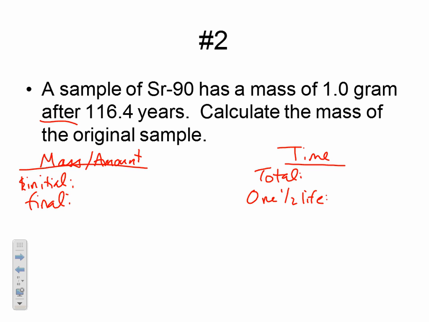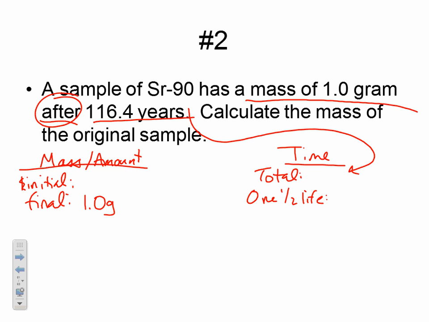Strontium-90 has a mass of 1 gram after 116.4 years. So this mass right here, a mass of 1 gram after, because they say it's after 116.4 years, that means that is the final mass. And you've let it sit, that's the total time for the 116.4 years. Calculate the mass of the original sample, right? So that's the initial, because that's the initial amount that we have. So that's our unknown. Notice how we're missing a number here, though, right? We need to know this value.